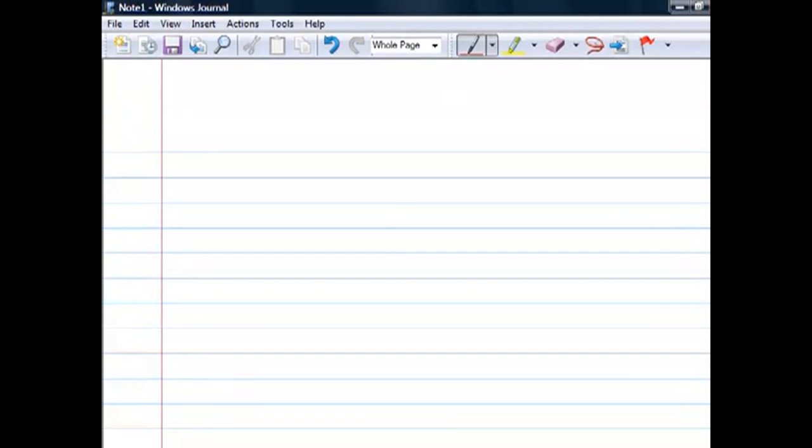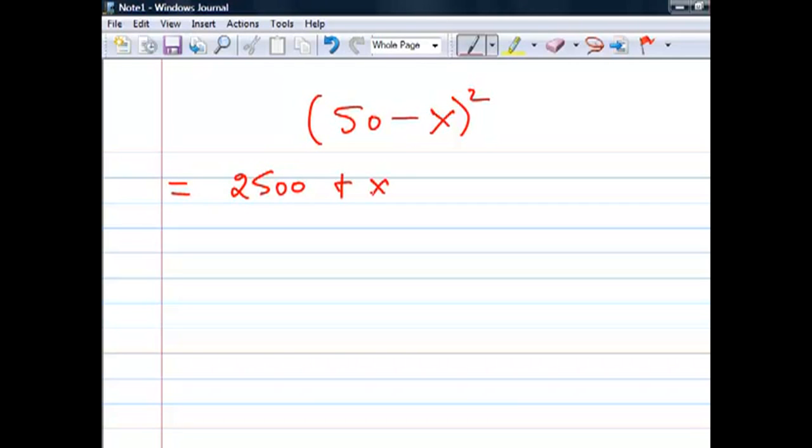With this formula, let's take an example. Suppose we have a number which is something like this: (50 minus x) whole squared. So x can be 1, 2, 3, or any number. So if I derive it, it will be 2500 plus x squared minus 100x.